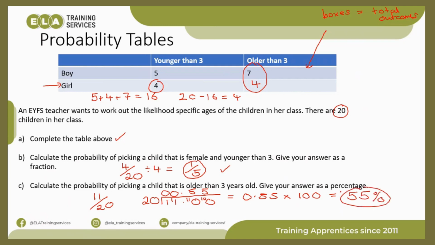So if you were to ask, what's the probability of picking a child that is not older than 3, it would then be what's left from 55% to 100, which would be 45%.